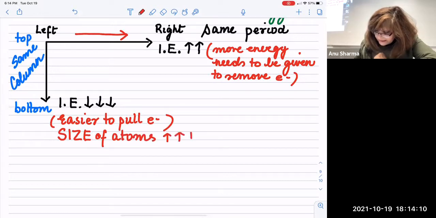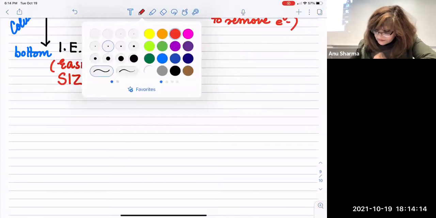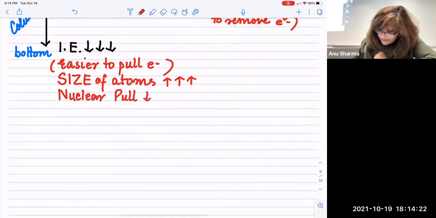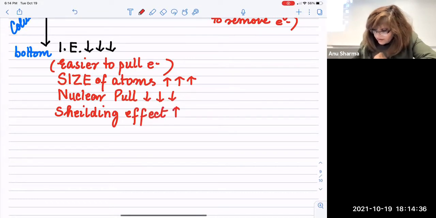And when the size increases, what happens? What decreases? The nuclear pull. Nuclear pull goes down, right? Shielding effect increases. The electrons that are in the last shell, because now they are, like, what is shielding effect?